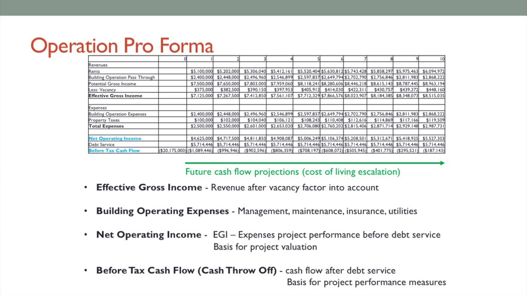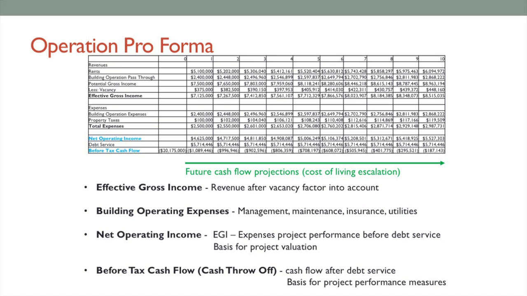So I have rents, I have my building operation, I have effective gross income, which essentially is how much revenue the project is expected to generate after vacancy is taken into consideration. Then I have my expenses here, I have total expenses. That includes management, maintenance, insurance, utilities. Those are factors that need to be incorporated in the expenses. Now, we have an EGI, which is revenues, and building operating expenses. We subtract the two, and we come up with the net operating income.